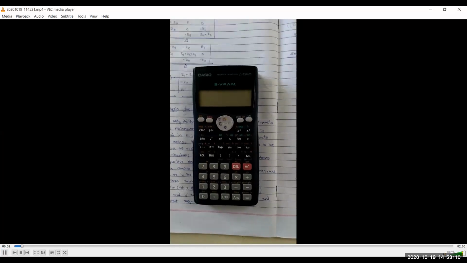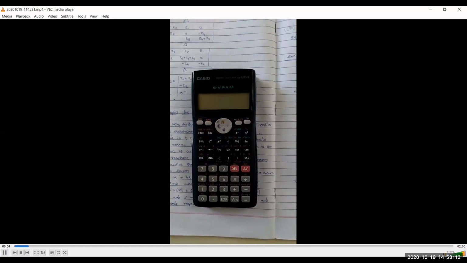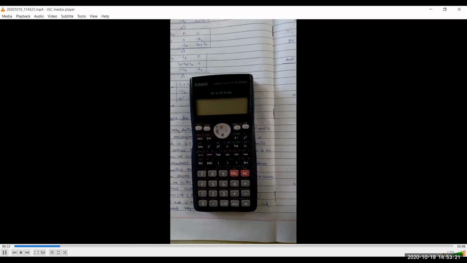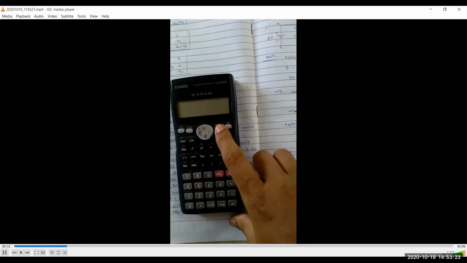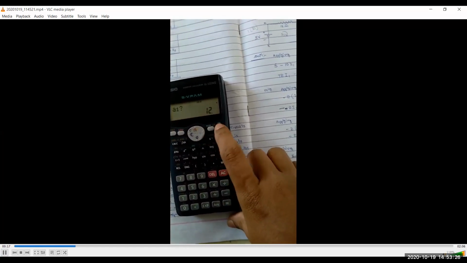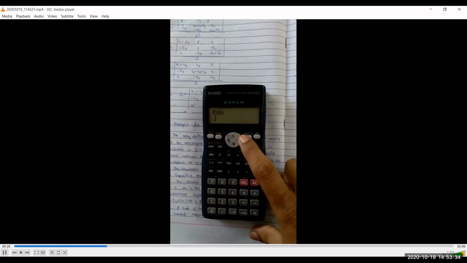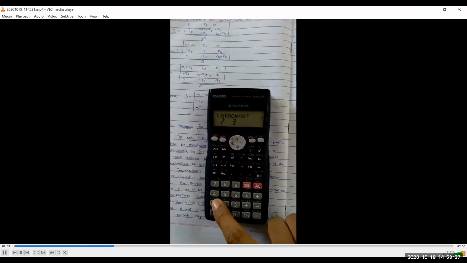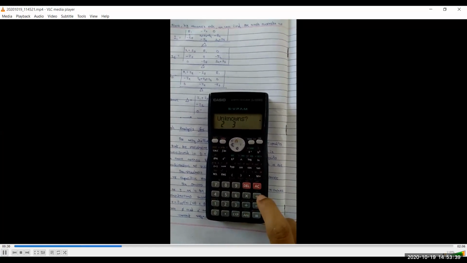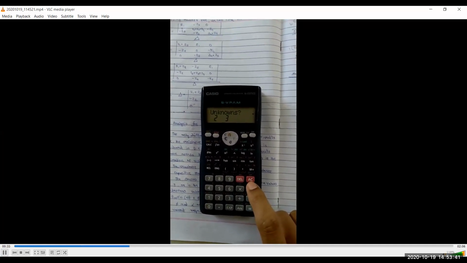Hello students, in this video we'll solve mesh currents using mesh equations. One of the problems I will show you. So look at equations 1, 2, 3. You go to the calculator, to the mode. Then you have the equation option. Click equation, then you have two unknowns or three. In this problem you have three equations and three unknowns, so select 3.